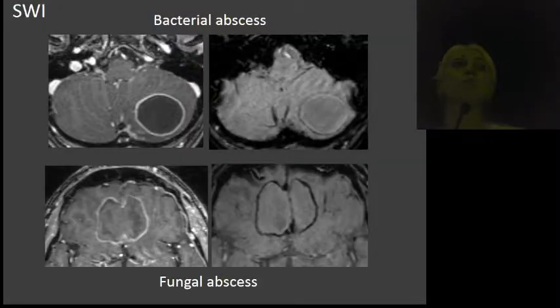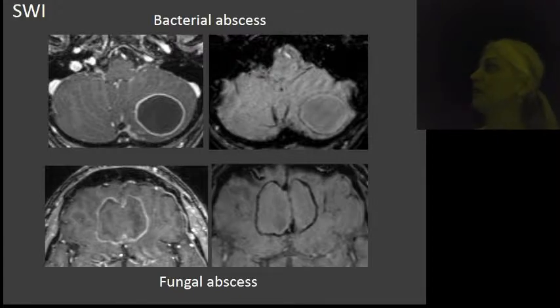Can I use maybe SWI to distinguish? I have done a small study with one of my residents looking at SWI in bacterial and fungal abscesses. Bacterial abscesses almost always show the dual rim sign. Fungal abscesses never showed a very nice dual rim sign. They looked more like tumors. They had a very thick black rim, like this Aspergillus patient. We only had a small group of patients, so I'm not sure if this is completely true. But in this small group, fungal abscesses looked very different from bacterial ones.